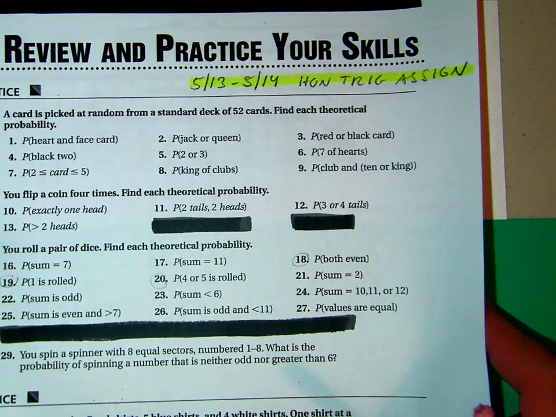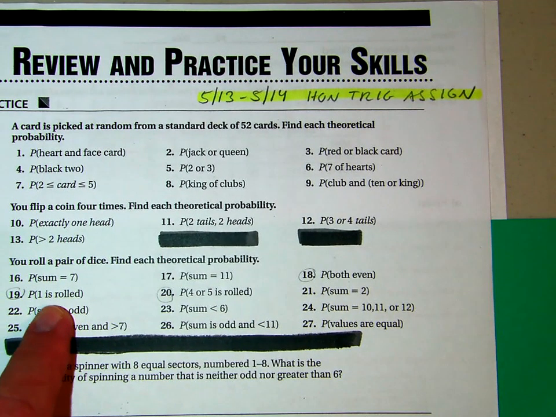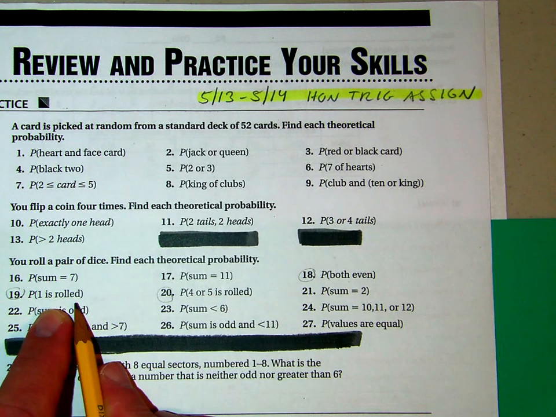Okay, next question, number 19, a 1 is rolled. Now, a possible point of confusion with this problem is it's not referring to the sum being 1. They're very specific on this worksheet of the sum being 7, the sum being 11, the sum being less than 6. A 1 is rolled refers to one or both of the dice being a number 1.